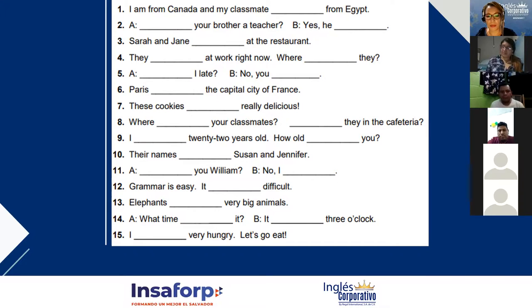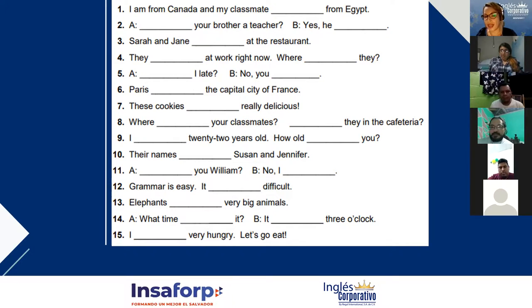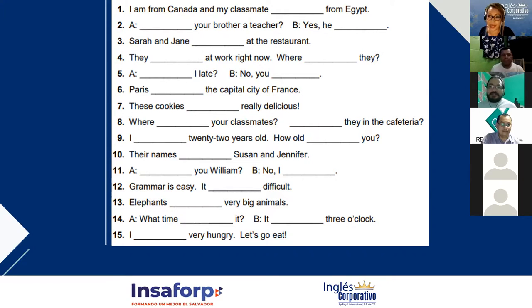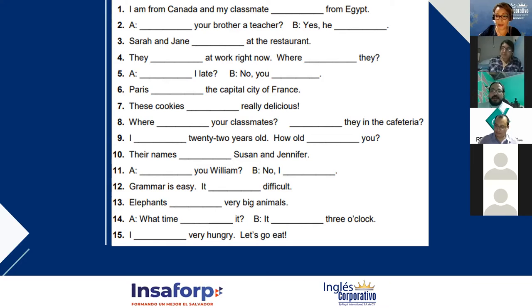All right. So number 13, elephants are very big animals. Oye, por ahí el pleito entre is y are. So. Elephants are. ¿Cuál es la clave? Animals. Es plural. Elephants. Si solo diría elephant, is. Ahí sí usaríamos is. Pero como está en plural, elephants are very big animals.